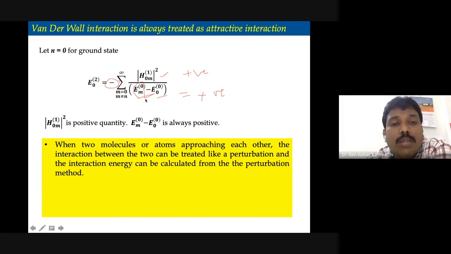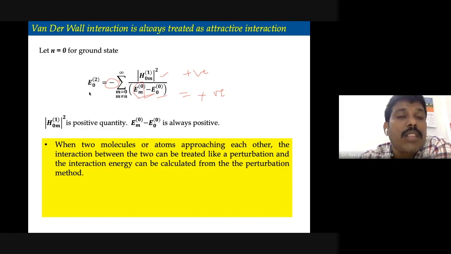The point I just wanted to discuss here is that this object is a positive quantity, this object is a positive quantity, but then this is a negative. So because of this negative, this energy is going to be negative. Now what is this object? This object is nothing but the second order correction of the energy.